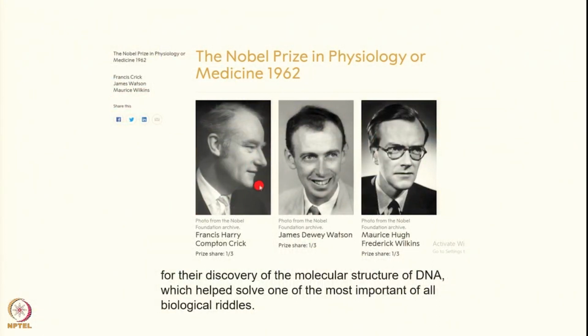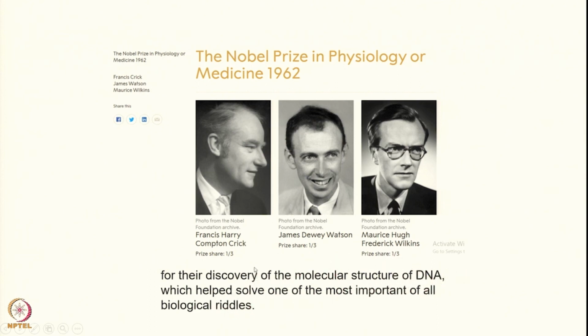Now this process of understanding the structures was of course an important topic, and several people had worked on it, and there are various kinds of empirical rules which had evolved. On the basis of what is called fiber diffraction data, these three people brought out a model of the DNA structure. They proposed a model of the DNA structure, and they got the Nobel Prize for that in physiology or medicine in 1962, for the discovery of the molecular structure of DNA, which helped solve one of the most important of all biological riddles.